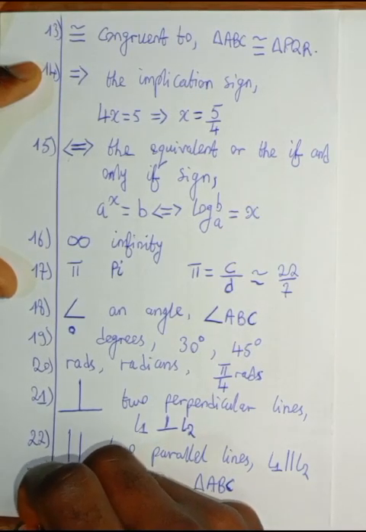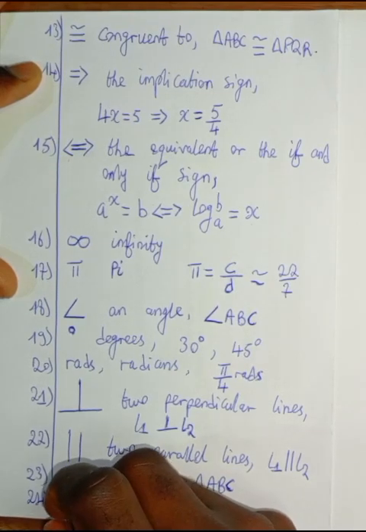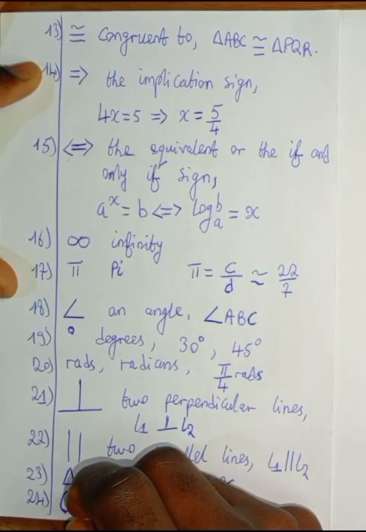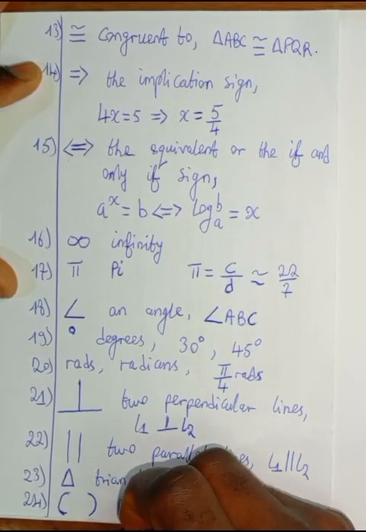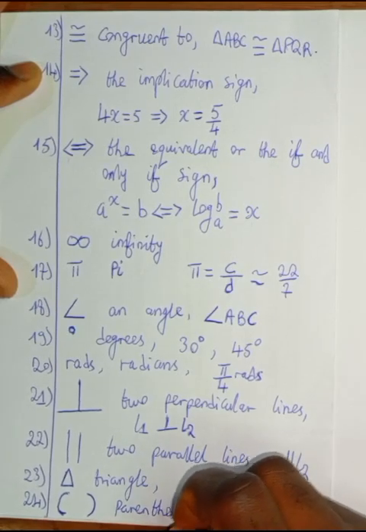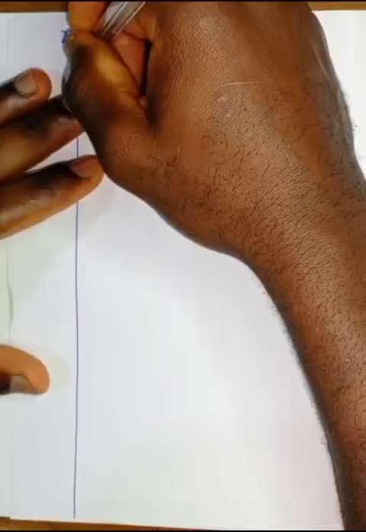We go to 24. We have parentheses. We make so much use of this in arithmetic, especially in problems where we have to make good use of BODMAS. We go to the next.